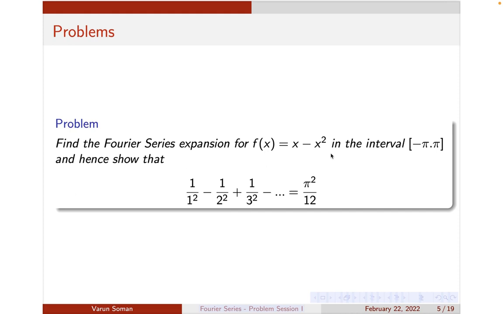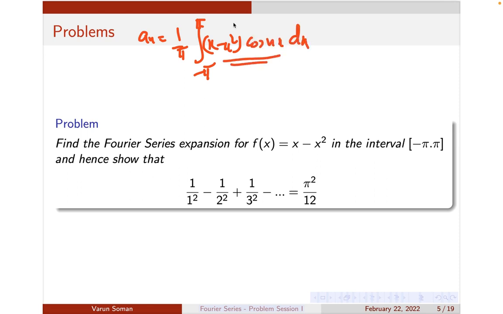Now we will find out the value of an. How will you find out the value of an? An is nothing but 1 by pi into integral minus pi to pi of (x minus x square) into cos nx dx. Okay, this also you can do it directly by applying parts. You consider x minus x square as one block, and using that, generalized parts also you can do it.